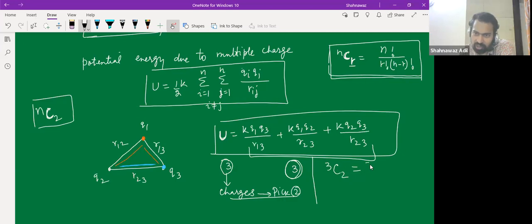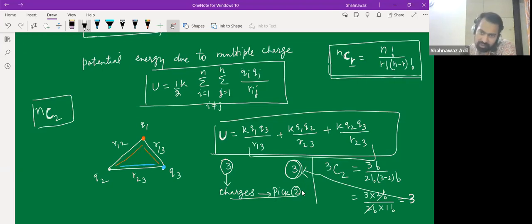So this would be 3 factorial divided by 2 factorial times (3 minus 2) factorial. This would be 3 into 2 factorial divided by 2 factorial into 1 factorial. 1 factorial is 1, and the 2 factorials cancel. So how many possibilities? 3. So did I get 3 possibilities? Yes. Understood, guys?